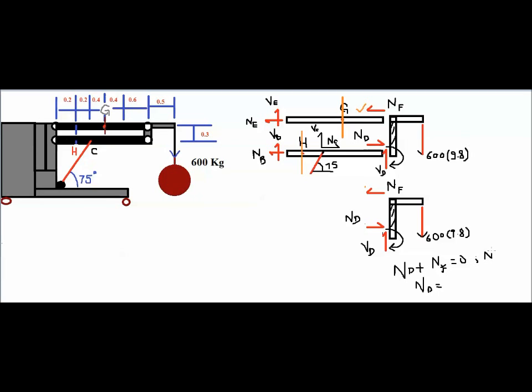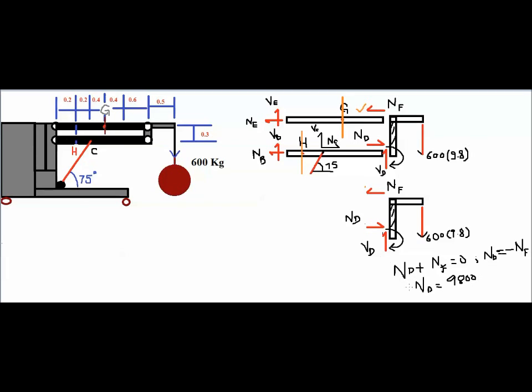I know you'll be able to do that. ND equal to minus NF, right? Sorry, I'm being a little lazy here. And NF is definitely in the negative, so NF is minus 9800. So negative negative becomes positive, so ND we found out to be 9800.